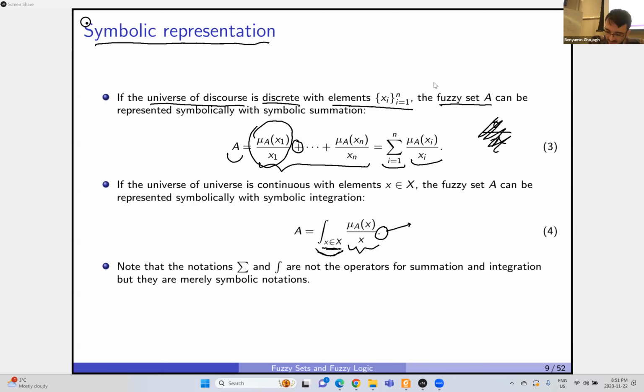Why? Because I don't have dx here. Do I have dx here? Differential of x? No. And you know in mathematics, if you put an integral without a differential, the professors in departments of mathematics will get crazy, right? An integral sign without a differential doesn't make sense in mathematics, right? But here in fuzzy, we don't put dx because it's not an integral, okay? This is called symbolic representation.